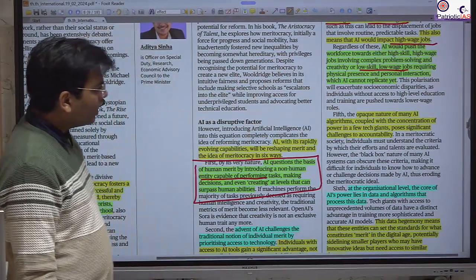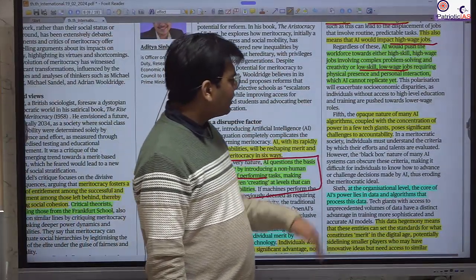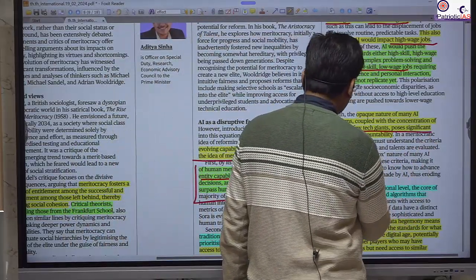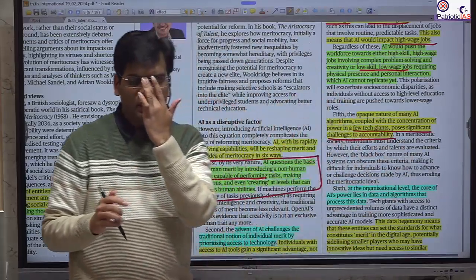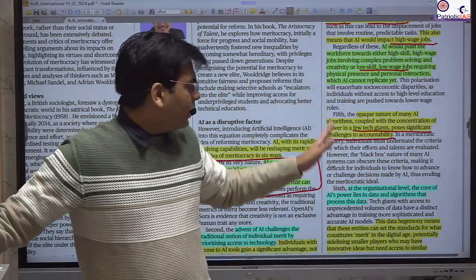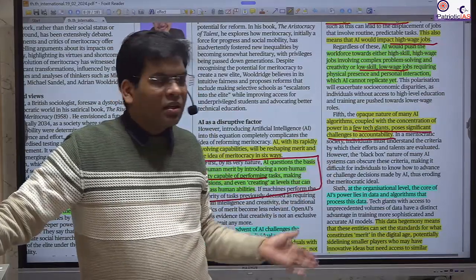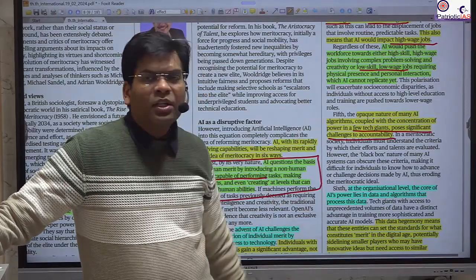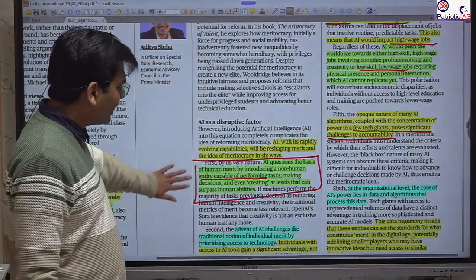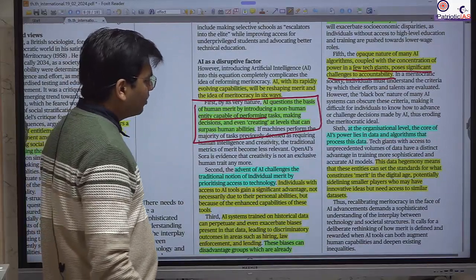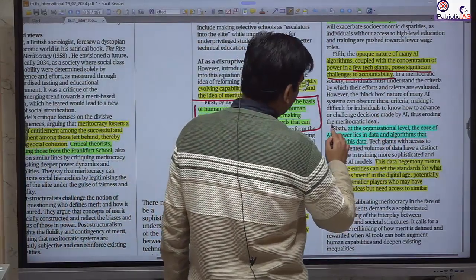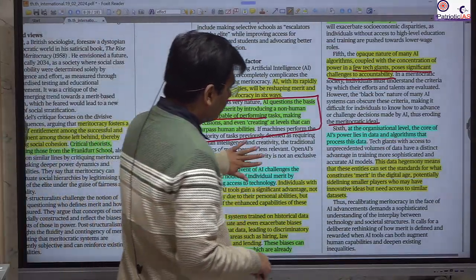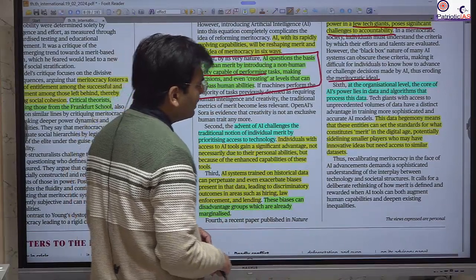Okay. Besides that, the opaque nature of AI algorithms, coupled with the concentration of power in a few tech giants, poses a significant challenge to accountability. For example, most of these AI tools and companies are already tech giants such as Google, OpenAI. They already have the command, they will control all this merit thing. Okay, so here it has been given that yes, it is going to challenge the decisions made by AI, thus eroding the meritocratic ideals.